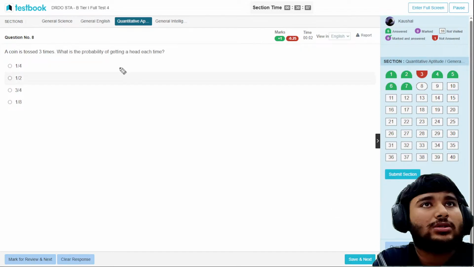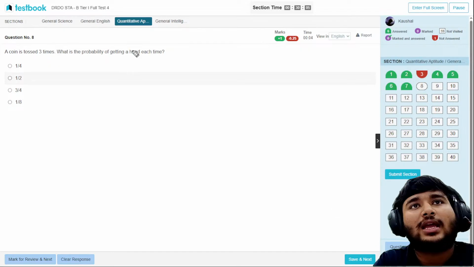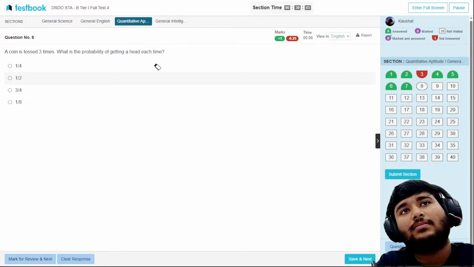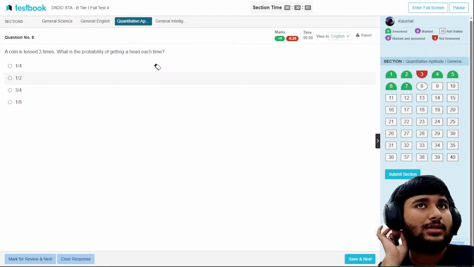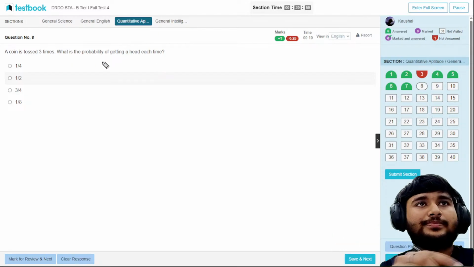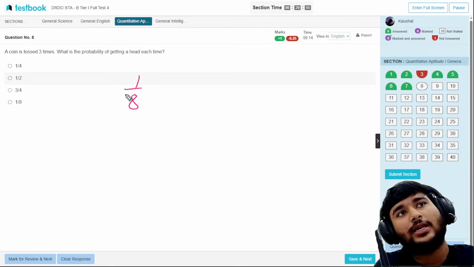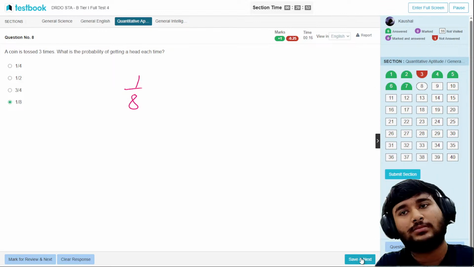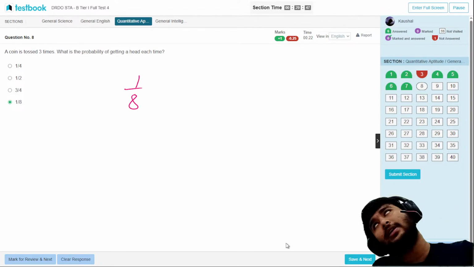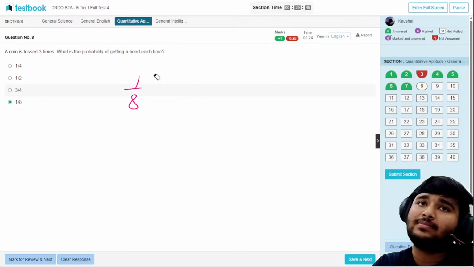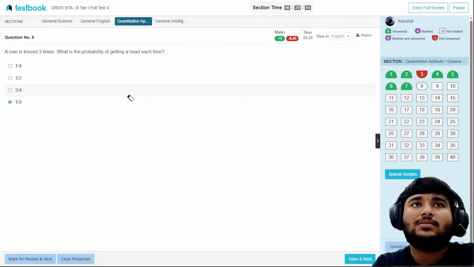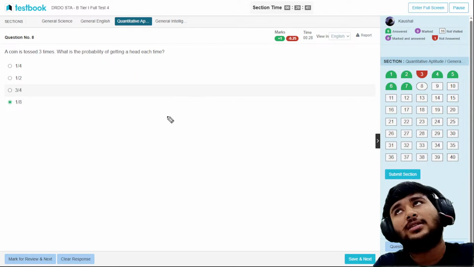A coin is tossed 3 times. What is the probability of getting a head each time? 1 by 8. Getting a head each time, right? Each time, it tossed 3 times. What are the chances of getting head, head, head? So it will be 1 by 8.